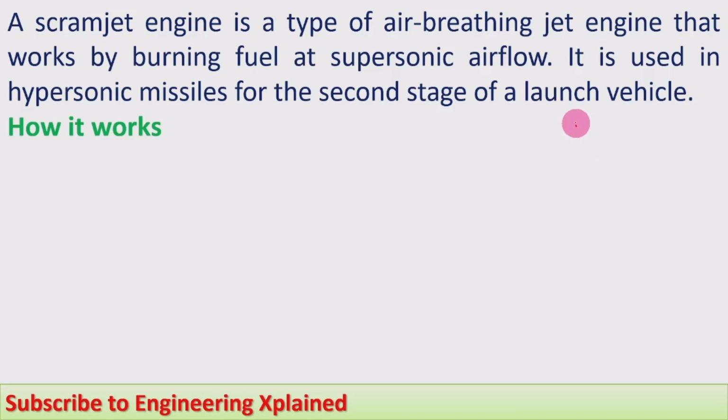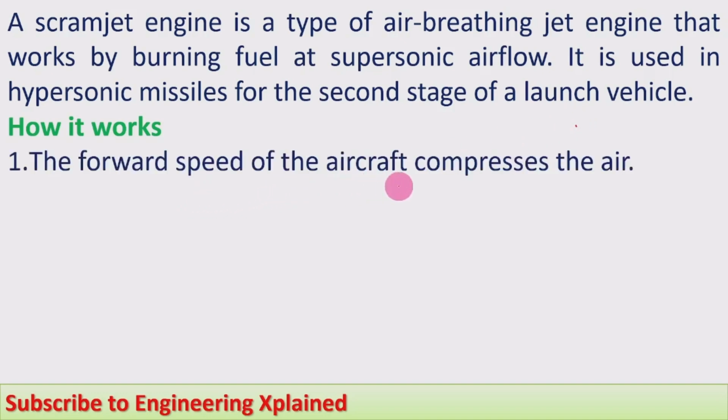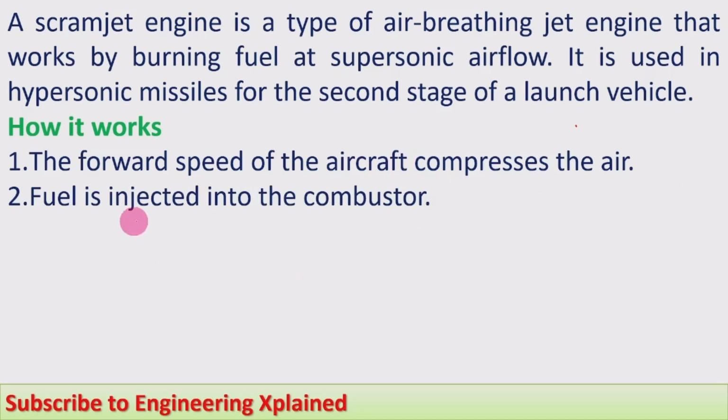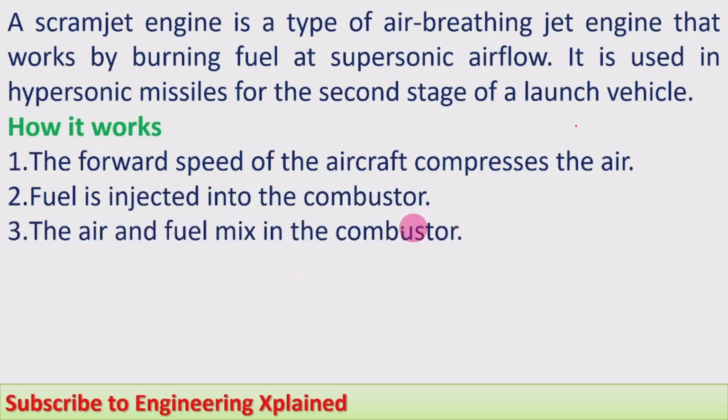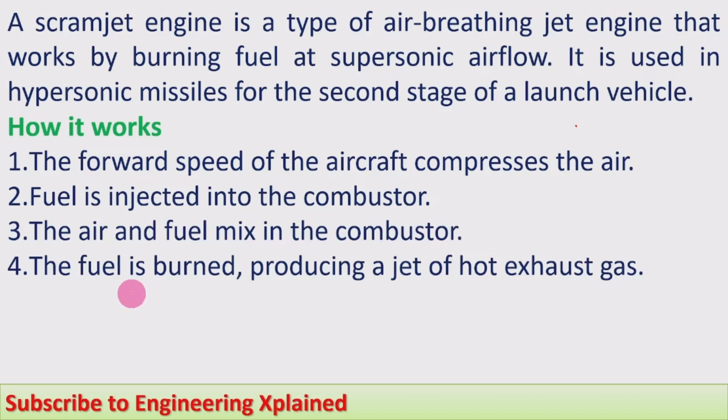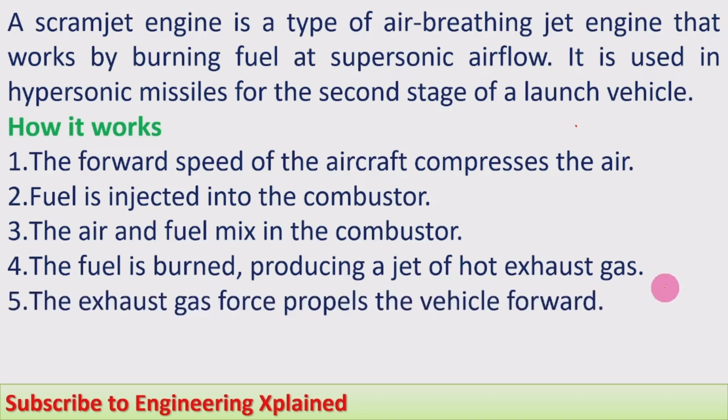Here is how it works: the forward speed of the aircraft compresses the air. The forward speed of the aircraft is required initially. Fuel is injected into the combustor, and the air-fuel mix in the combustor is burned, producing a jet of hot exhaust gases.